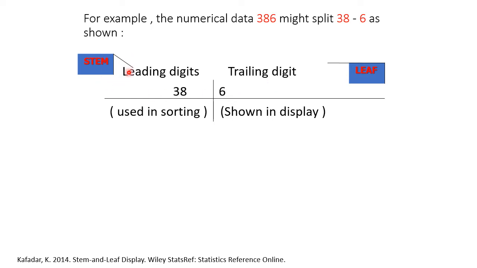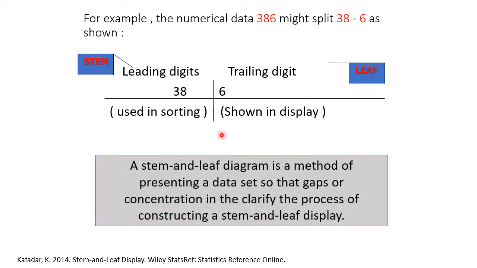So the purpose of the stem, the leading digit, is for sorting. And then we show in the display, according to the ascending order, the trailing digit at the back. So in conclusion, a stem and leaf diagram is a method of representing a data set so that the gaps or concentration in the data are clear, and it clarifies the process of constructing a stem and leaf display.